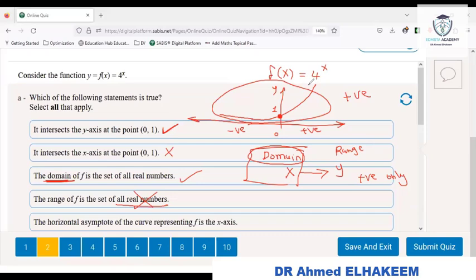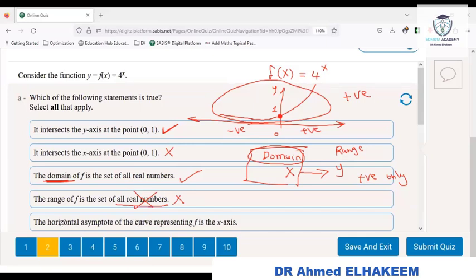So if you draw the function, you can see if it is valid for all values of x and having a value for y, then this is the domain in x. Then look for the values in y. If you found that it is only in some particular areas or regions, this is the range. So the range here is not valid for all real numbers. So this is wrong.